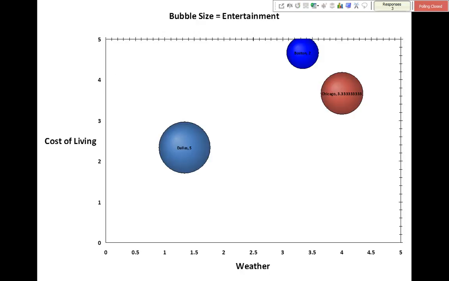The final result of the Ranking Wizard is a scatter plot. The scatter plot will display the importance that the group gave to each item. It's worth noting once again that the x-axis is weather and the y-axis is cost of living. If we have a third item that we're ranking, this item will be given the most importance by the size of the bubble.